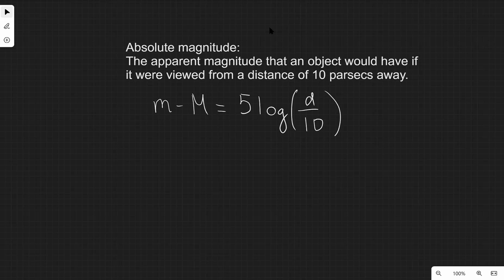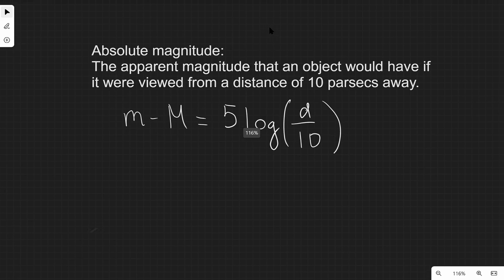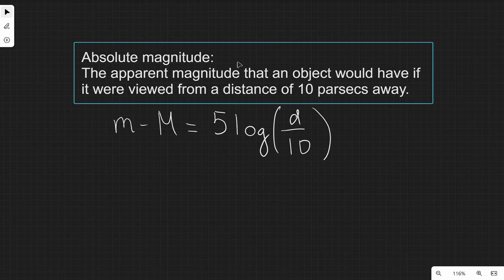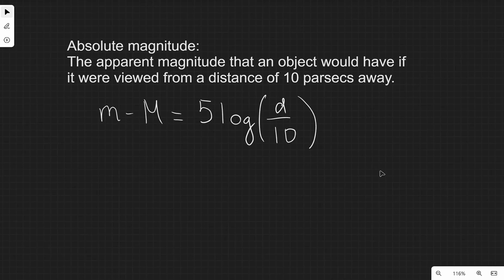As I said, there's a problem with apparent magnitude, and that is that it depends on the distance. So in order to really understand how bright a star is, if it were a fixed distance away, we need the absolute magnitude. So this is defined as the apparent magnitude that an object would have if it were viewed from a distance of 10 parsecs away.